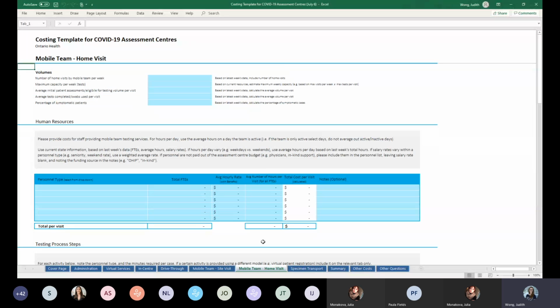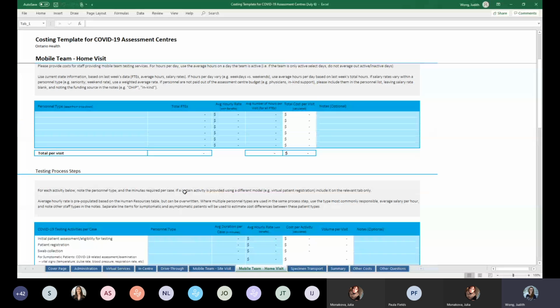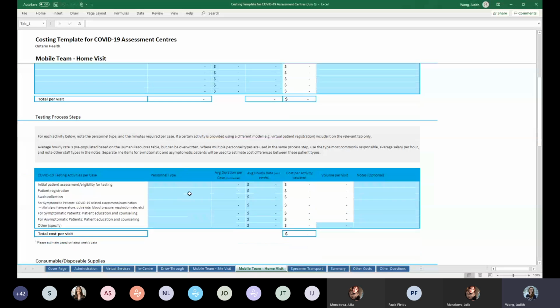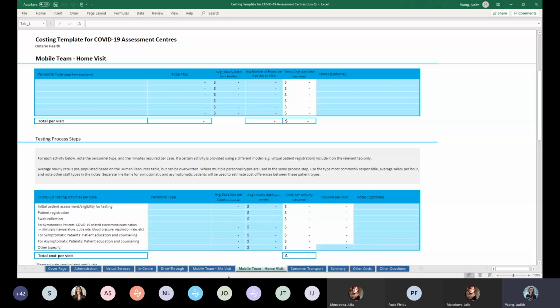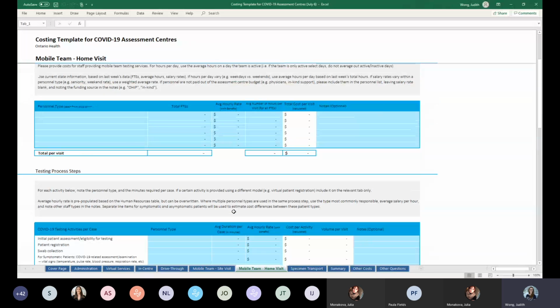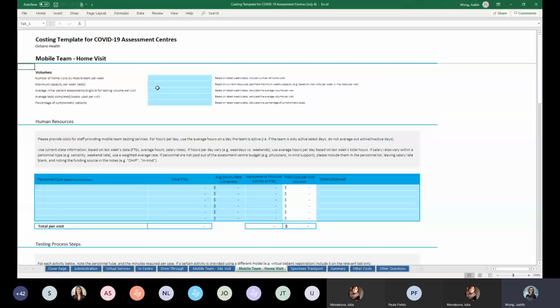Next, I'm moving to the mobile team home visit tab. This tab is essentially the same as the site visit tab in terms of its structure. The activities are a little bit different, as we're assuming there wouldn't necessarily be the same kind of activities. The list of activities is a little bit shorter on this tab because of the nature of the visit type.